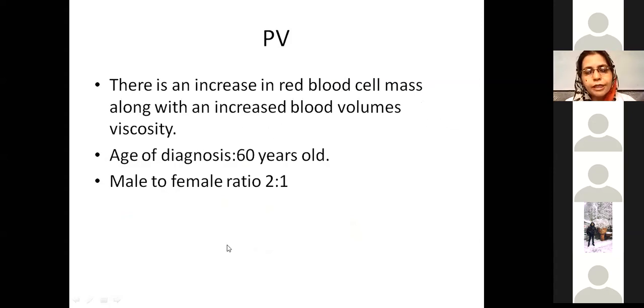We know that normally plasma is there, which contains plasma proteins, and the purpose of plasma is to make sure that blood continues to flow through our veins and arteries. To maintain the normal blood flow, we need a thinner or a diluted fluid, which is the plasma. But when red cell production is increased, there is a decrease in the plasma and blood becomes more viscous. Basically, it is a disease of old age with a male predominance.